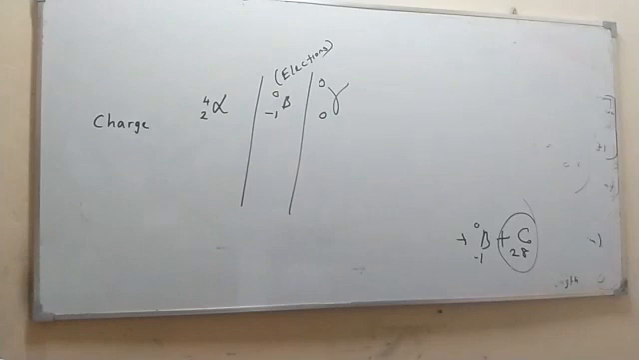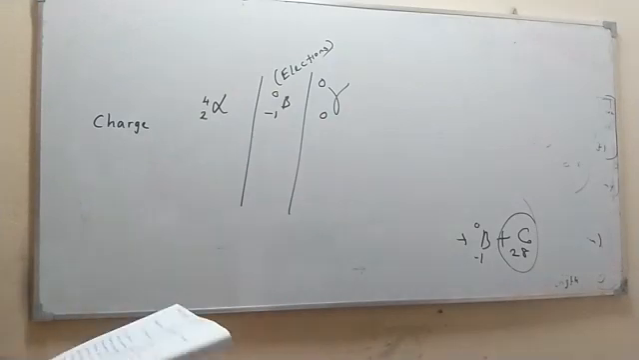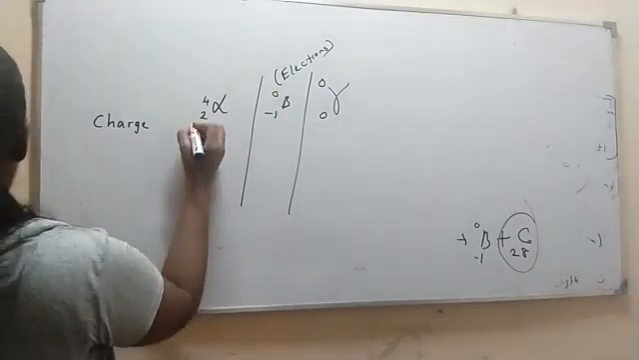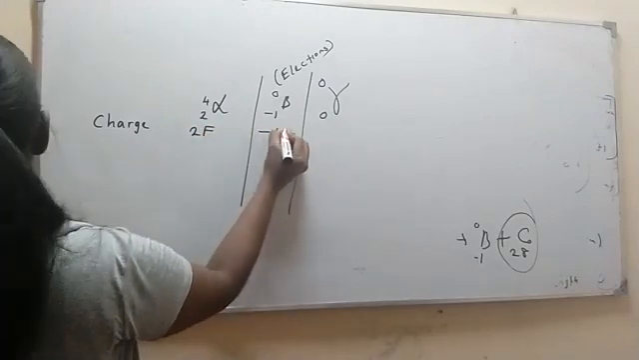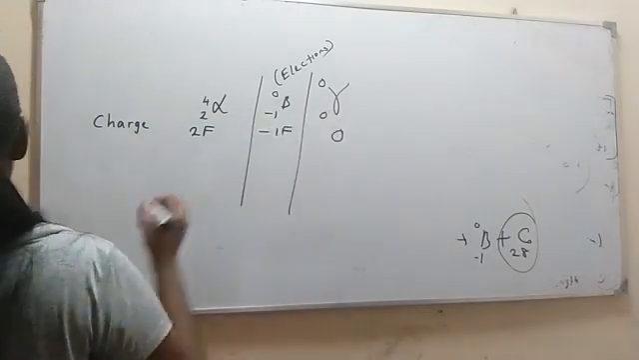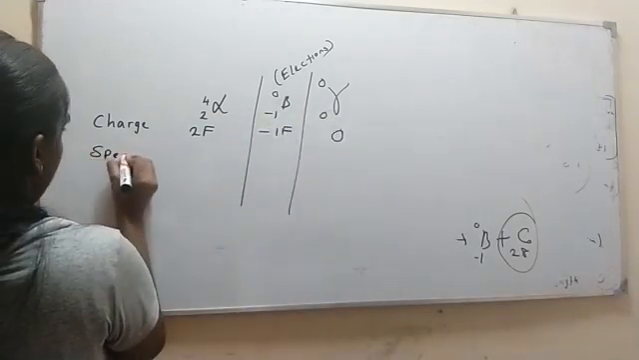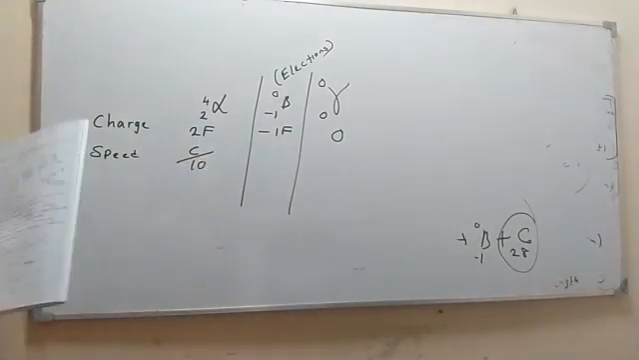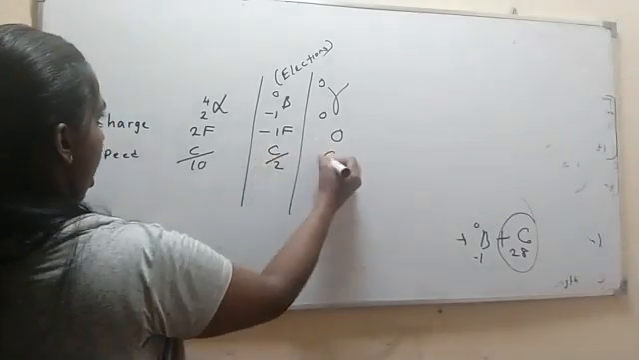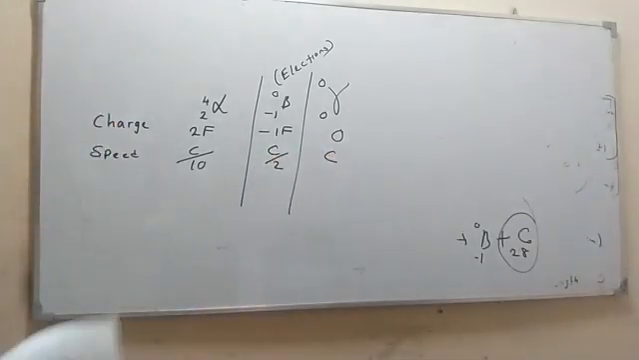Alpha is similar to a positive charge. When they ask questions, sometimes they mix in an electric field or magnetic field, the deflection and everything, you can imagine. The thing is, the mass and speed, those things you must know. Alpha's charge is 2 Faraday, beta is minus 1 Faraday, gamma's charge is 0. If they ask speed, alpha travels with 1 over 10 of the speed of light in air, beta half of it, and gamma nearly the speed of light in air.